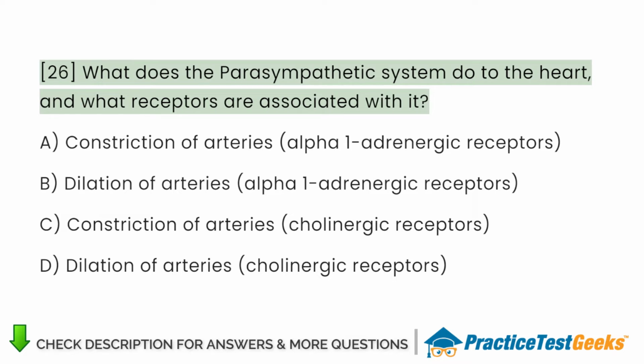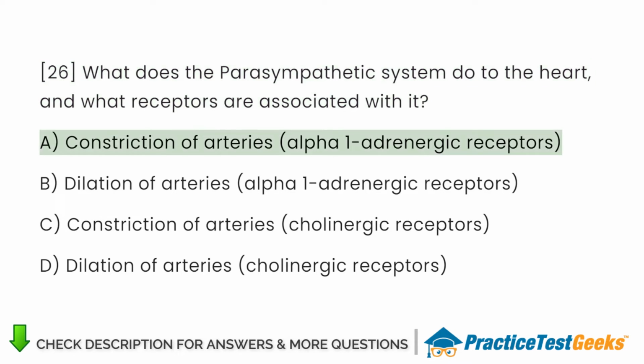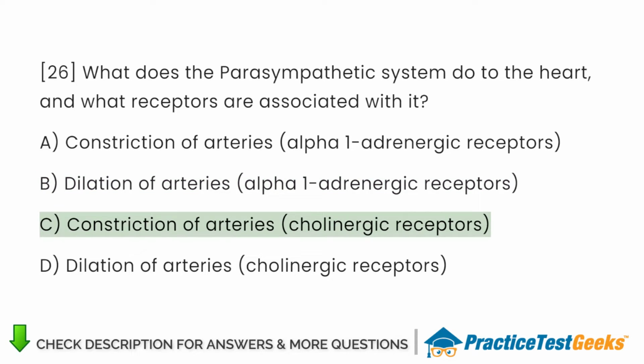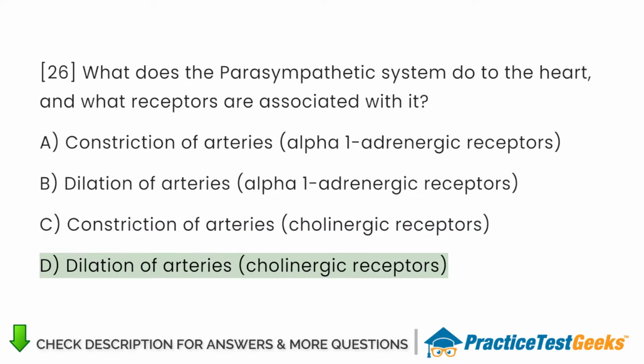What does the parasympathetic system do to the heart, and what receptors are associated with it? A. Constriction of arteries, alpha-1 adrenergic receptors. B. Dilation of arteries, alpha-1 adrenergic receptors. C. Constriction of arteries, cholinergic receptors. D. Dilation of arteries, cholinergic receptors.